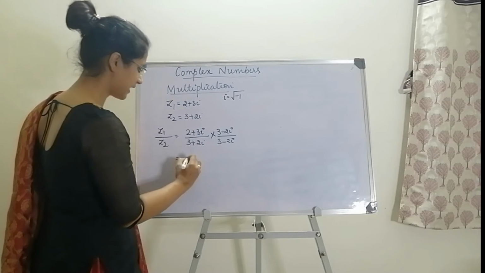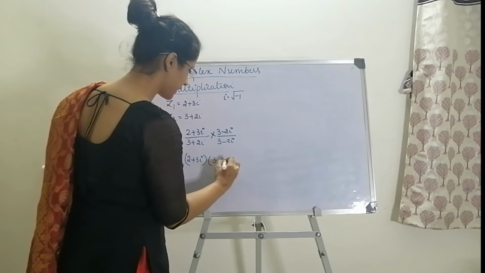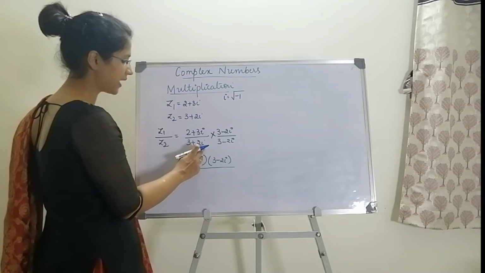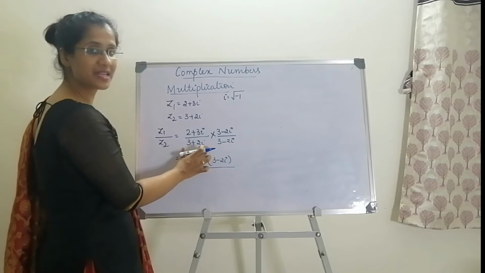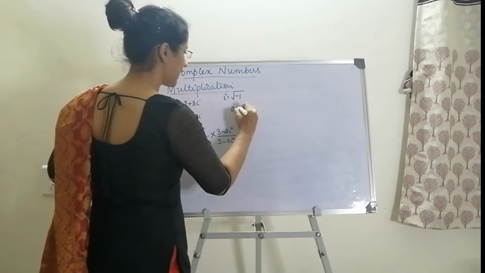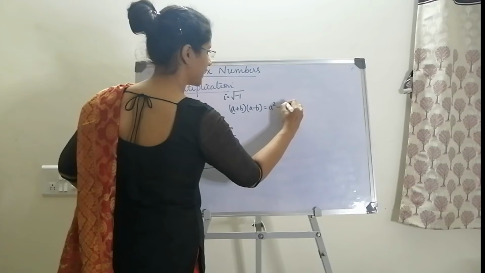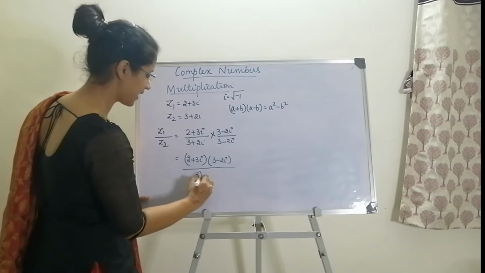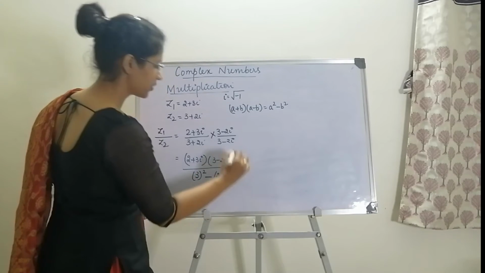Now the numerator is (2 plus 3i) into (3 minus 2i), and in the denominator I have (3 plus 2i)(3 minus 2i). The denominator resembles the formula (a plus b) into (a minus b). What is that? This is nothing but a square minus b square. Substituting in the denominator, I get a square as 3 square minus b square as (2i) the whole square.